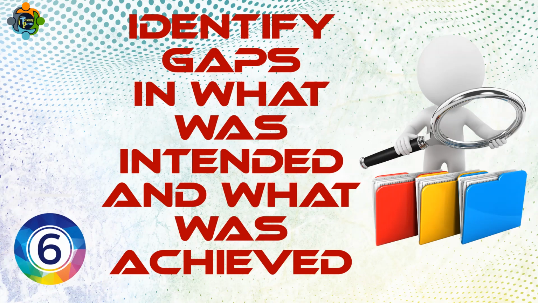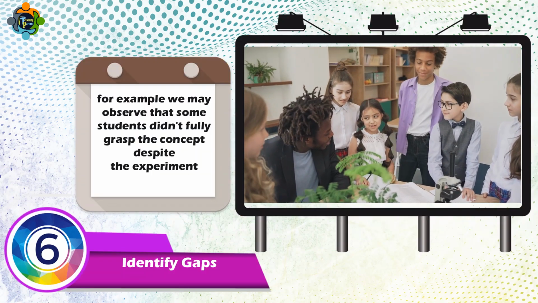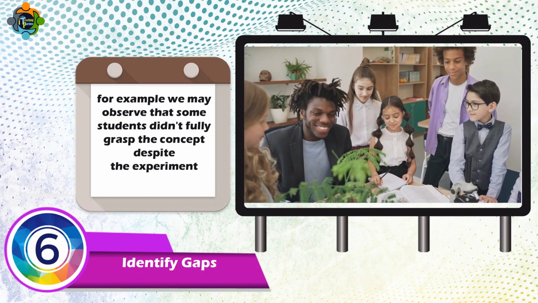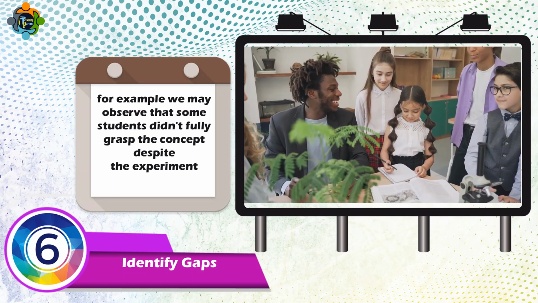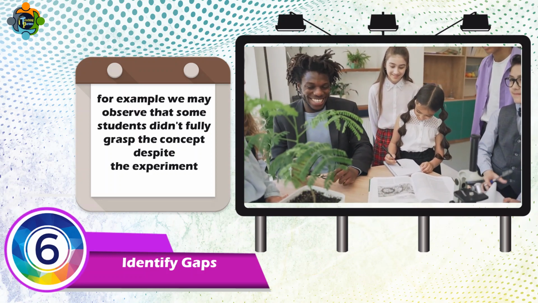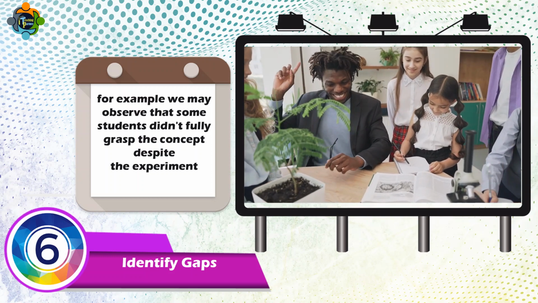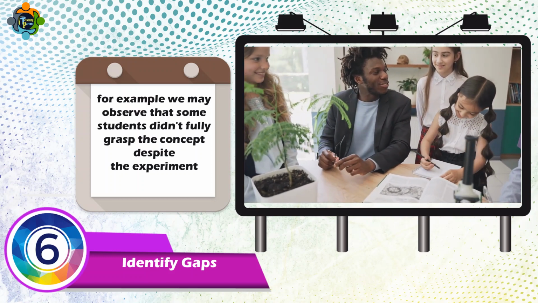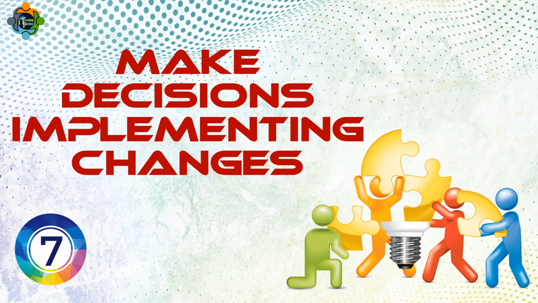Stage number 6. Identify gaps in what was intended and what was achieved. Maybe some student didn't fully grasp the concept of photosynthesis. This could be identified through discrepancies between the expected level of understanding and the actual comprehension demonstrated in the student's reflection and report.